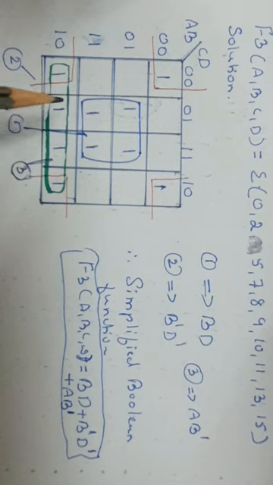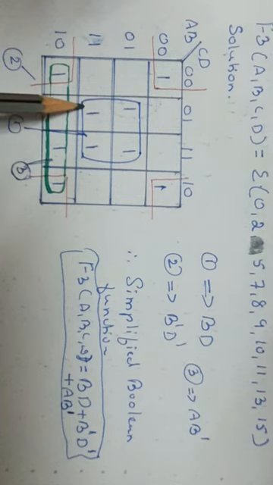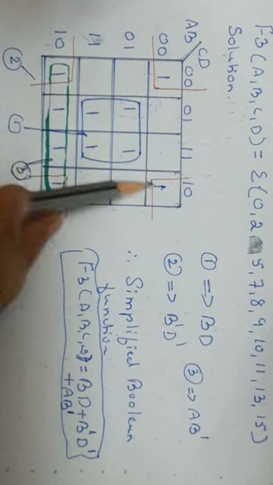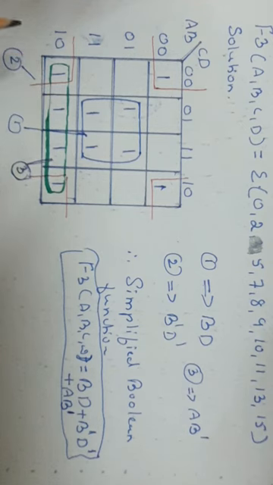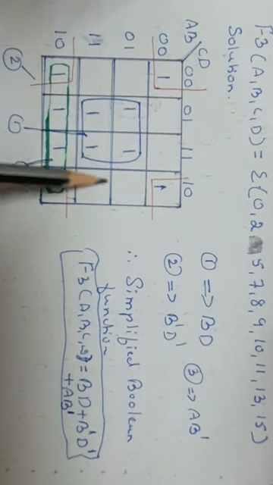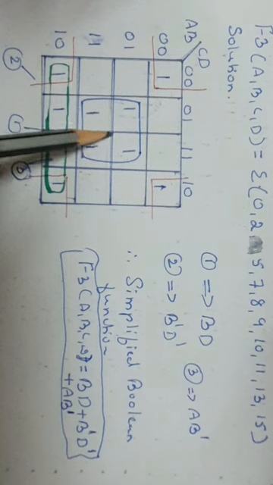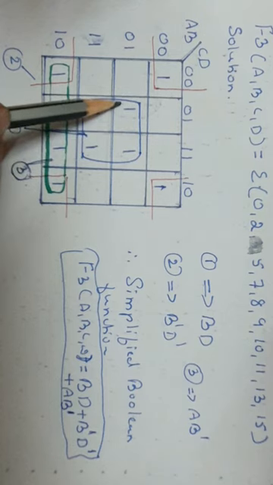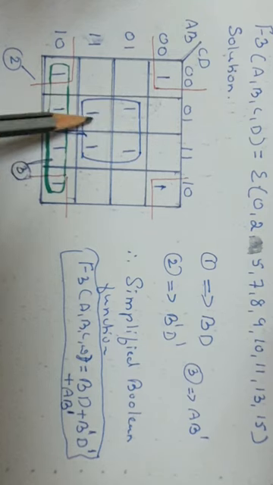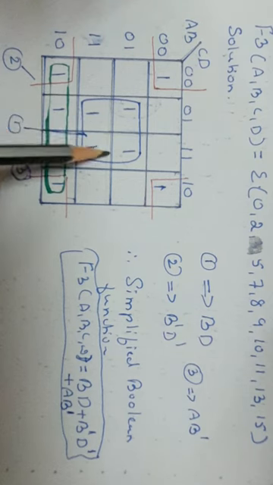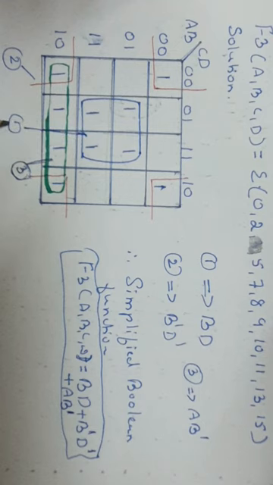Then we have to try for quads. So these 4 ones are adjacent. The group is of square shape. It can be of rectangle shape, but it cannot be of diagonal shape. Diagonally we cannot group. So these 4 ones form one quad. How? You take a fold on this, then these 2 fall on these 2. Next, again take a fold on this, then all come in one square. So all 4 are adjacent to each other, they form a group. So these 4 are covered in group 1.